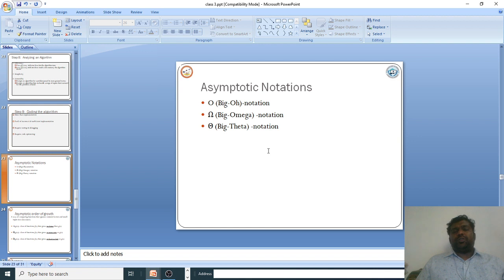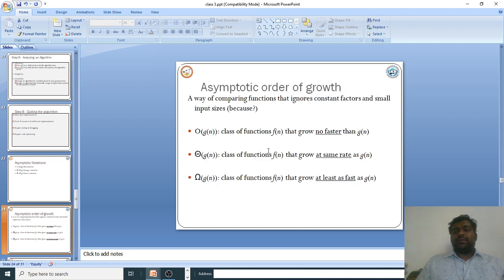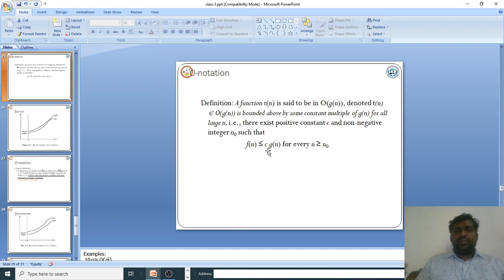Next is asymptotic notation. I told you there is asymptotic notation: O, omega, theta. What do you mean by O? Usually we go for worst case with O, average case with theta, and best case with omega. A function is said to be O of g of n, denoted t of n belongs to O of g of n, if it is bounded above. Since O is the worst case, we give an upper bound on this value with a constant multiple.